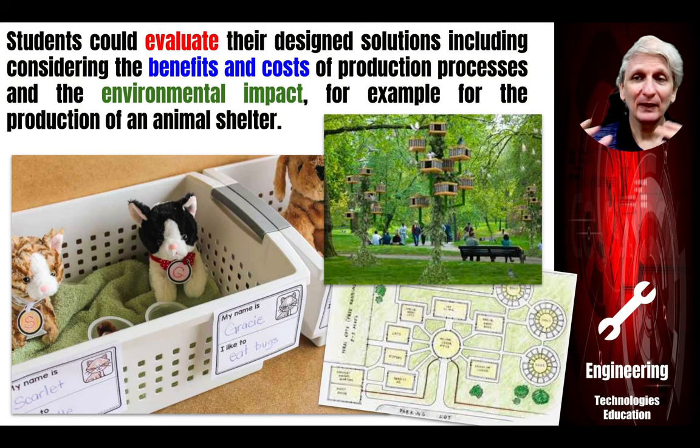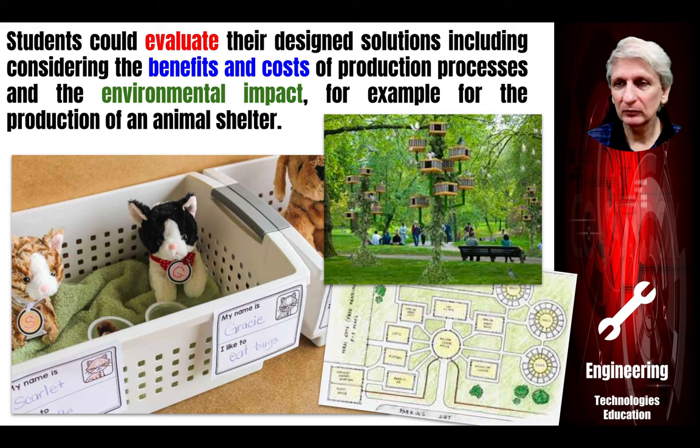They can evaluate their design solutions against various benefits and costs. Sometimes we go to the extent of providing costs to the various materials. We can say each paddle pop stick costs $1, each dab of hot glue gun costs 20 cents, and you've got a budget of $100. And students need to decide then upon how they allocate those resources based upon the costs involved.